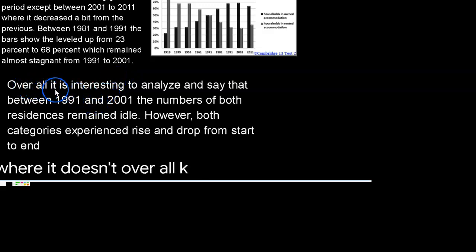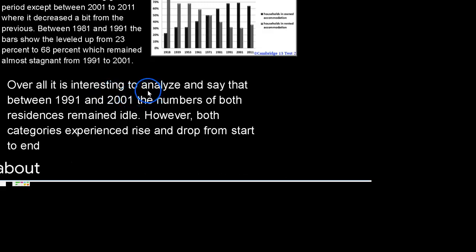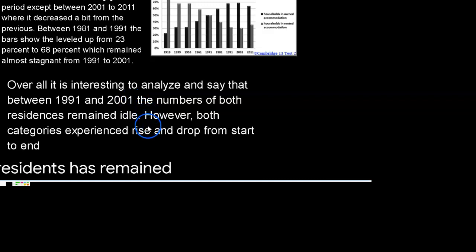Overall, overall is one word and separated by a comma. It is interesting. No opinions. Interesting is not something you should be talking about. To analyze and say that between 1991 and 2001, the numbers of both residences remained idle. What does that mean, remained idle? However, both categories rise and drop.